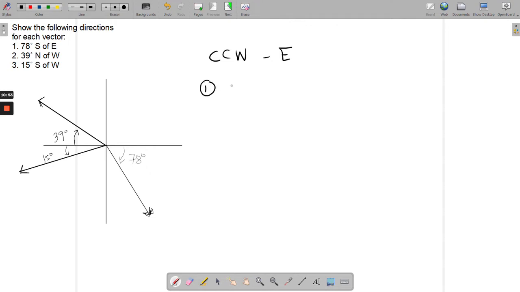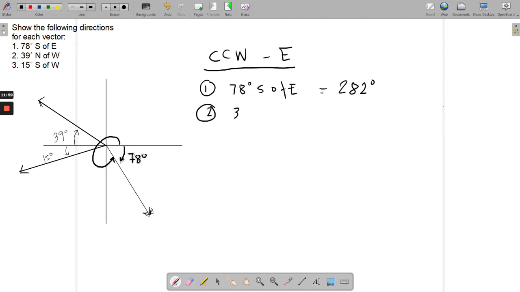Let's start with 78 degrees south of east. So we know that this is our angle right here. If you're going to write an angle, we're going to measure the angle using the counterclockwise. We always start from the east, and then we have to go all the way here. So our angle for this situation is 90 degrees plus 90 degrees plus 90 degrees, plus the remaining here, which is 90 minus 78. That is a total of 282 degrees. So this angle is 282 degrees.